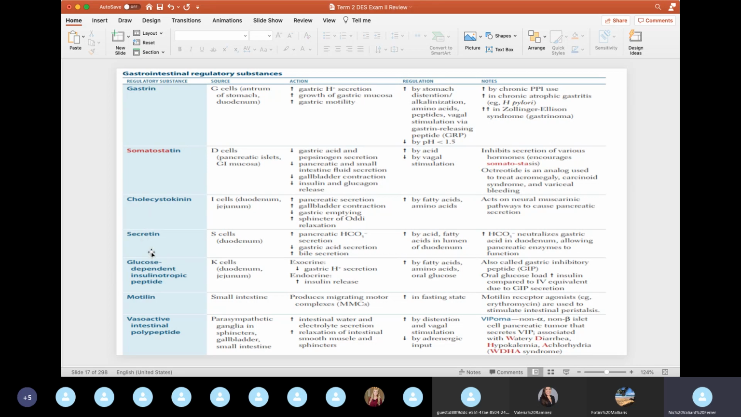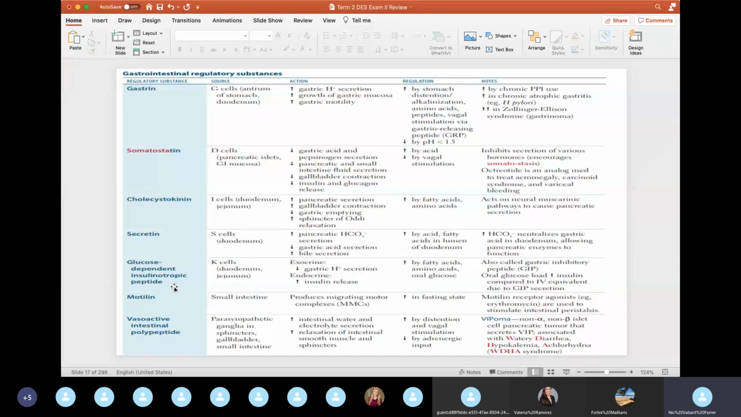Okay, secretin, secreted by the S cells in the duodenum. It increases the pancreatic bicarb secretion. Remember, the stomach is acidic. If the acid goes to the duodenum, it damages the cells in the duodenum. Therefore, the duodenum secretes secretin to neutralize that HCl that comes from your stomach. So remember, it neutralizes gastric acid in the duodenum. Why? To allow your pancreatic enzymes to function. So that's your secretin.